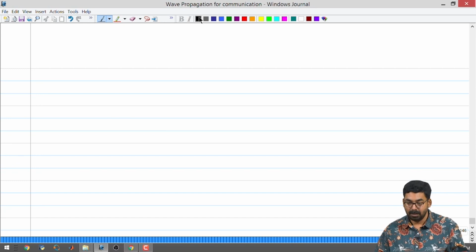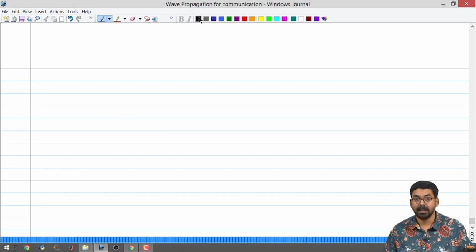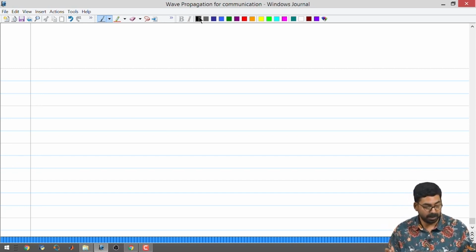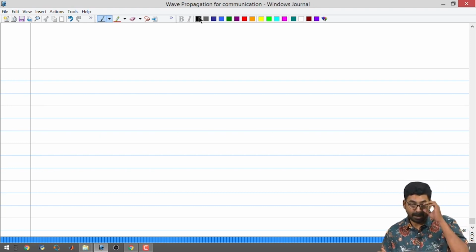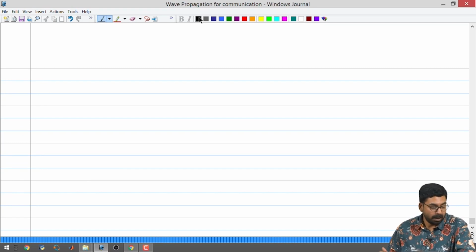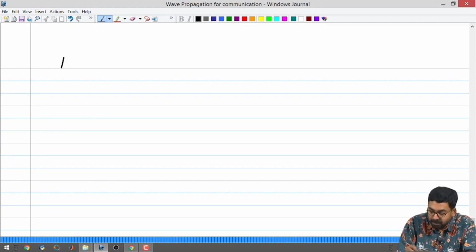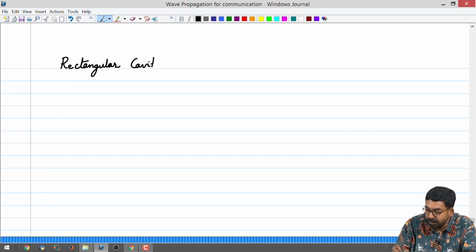Alright, we will get started. In the prior lectures we had seen about rectangular waveguides and their modes and the field distribution and expression, etc. In this class I will just demonstrate to you how simply you can extend that analysis to a rectangular cavity resonator. Okay. So, I will begin with rectangular cavity resonator.